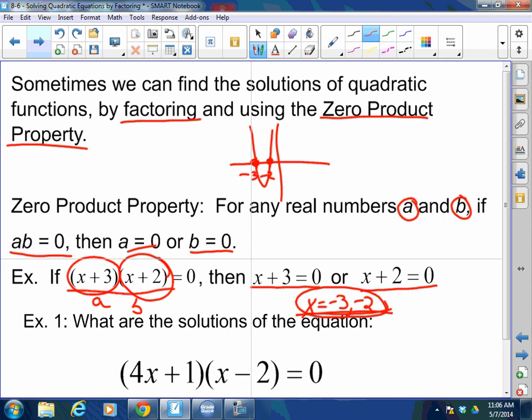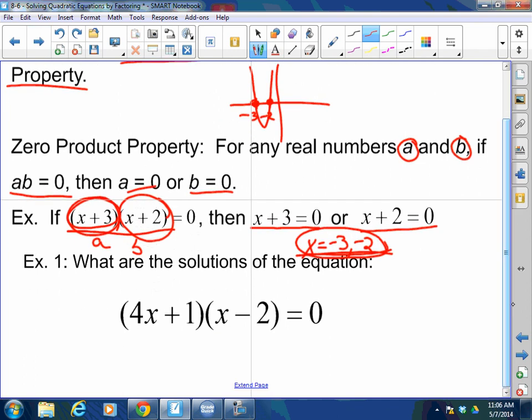So whatever your A and B are, however many factors there are, you set all of the factors equal to 0. That's what your x's are going to be, the zeros. You have to solve for x, and you set them equal to 0. And you solve by undoing the operation that is given to you.